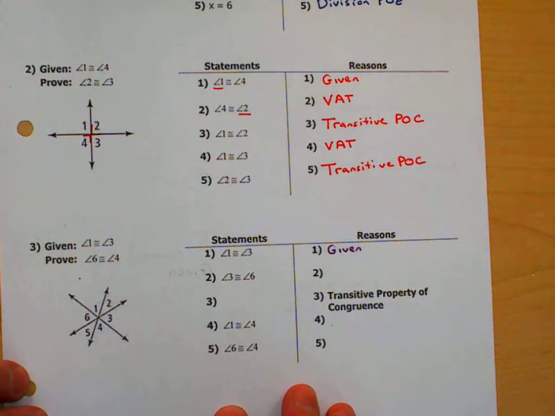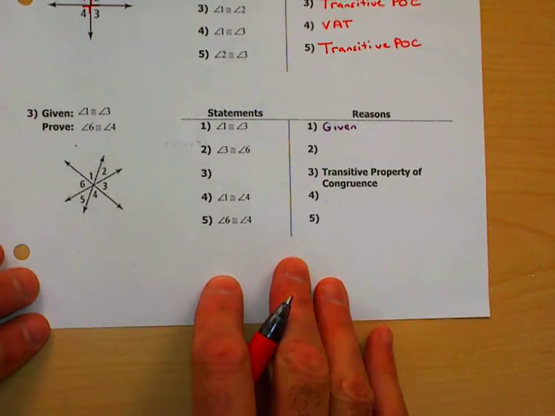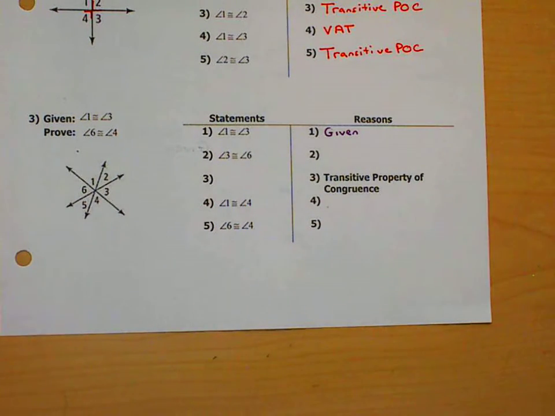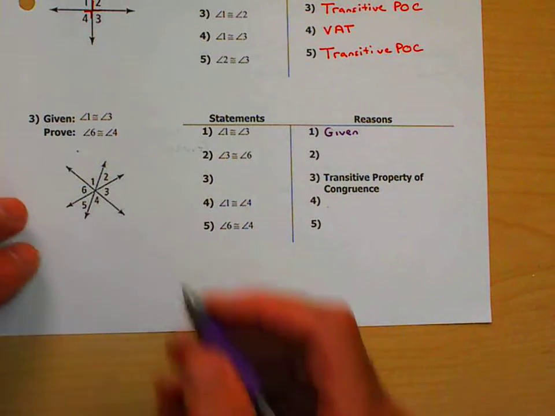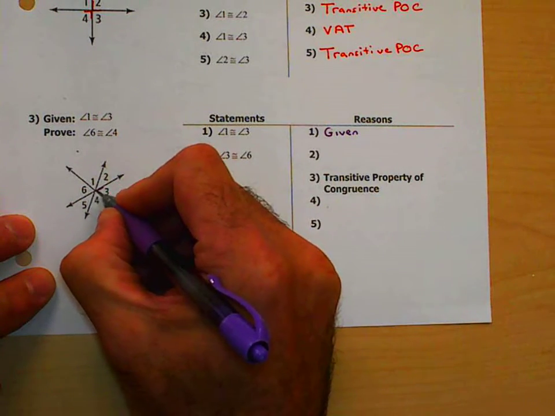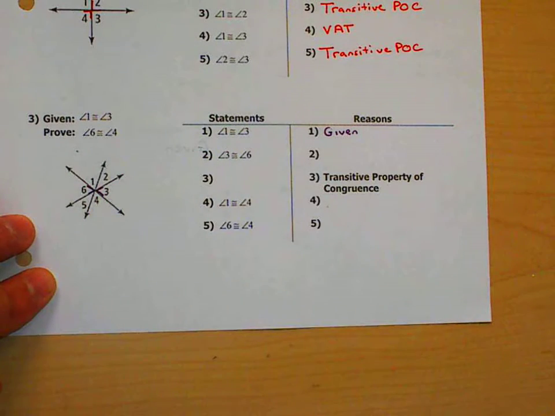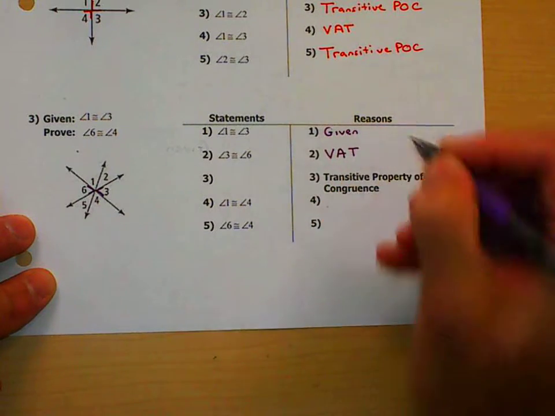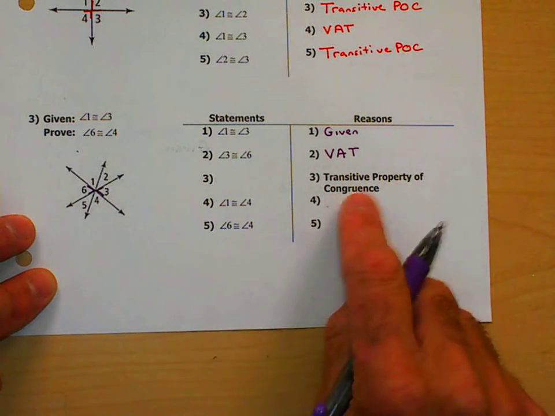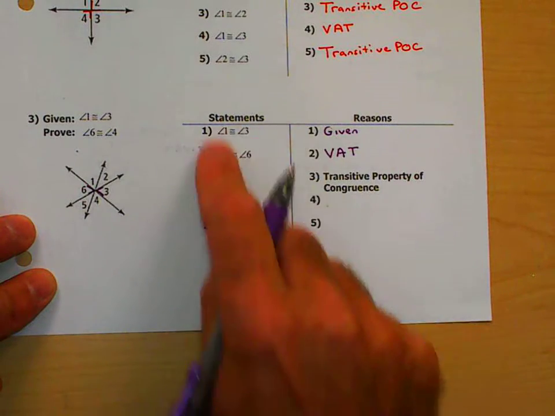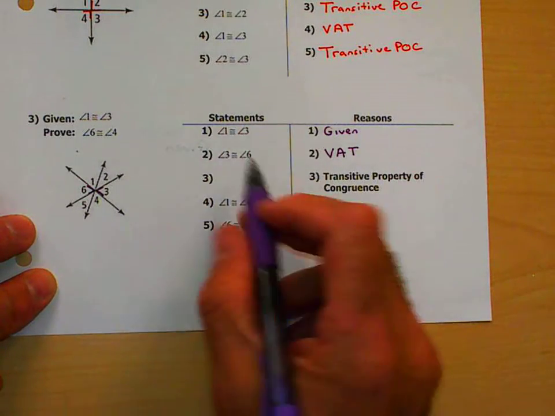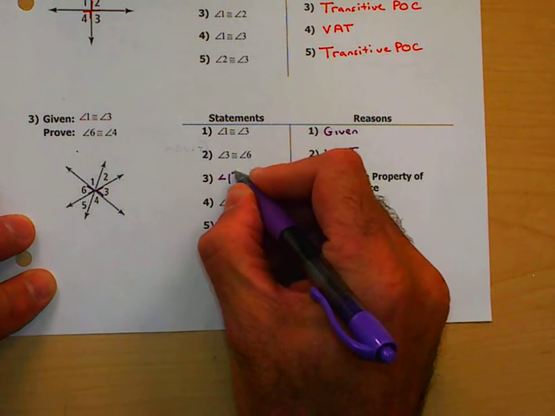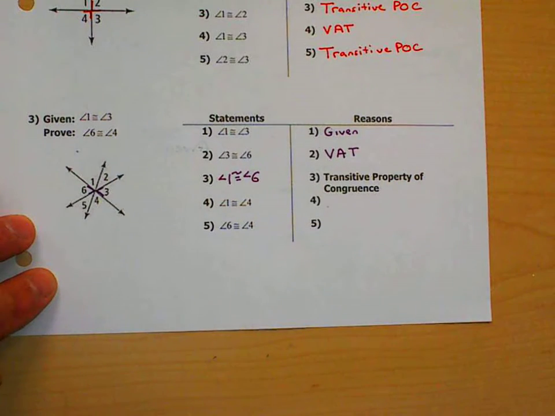The last problem on this side of the worksheet, we were given 1 to be congruent to 3. 3 is congruent to 6. If I look at 3 and 6, those are vertical angles. So vertical angle theorem tells me 3 is congruent to 6. They want me to use the transitive property of congruency. Well, that means I need to use a couple steps above. Well, I only have 2 steps. 1 congruent to 3, 3 congruent to 6. Then angle 1 would be congruent to angle 6 by the transitive property of congruency.